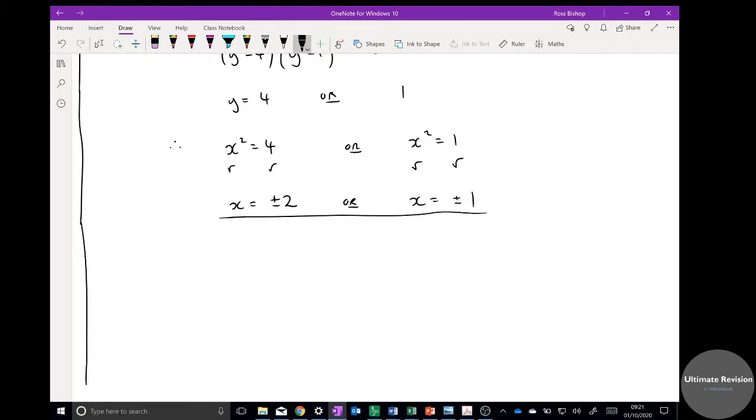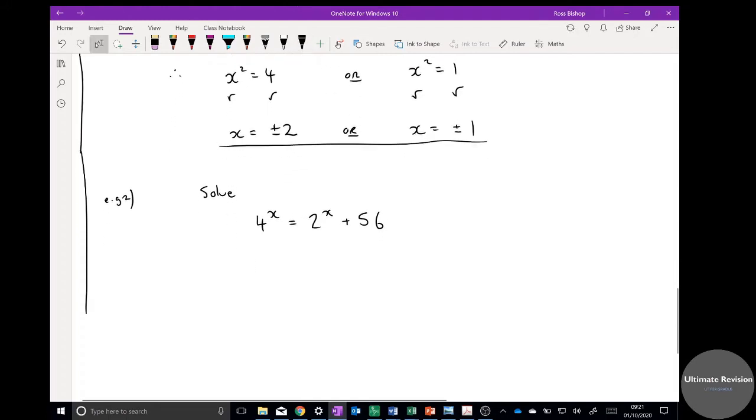Right, one more example, then you're going to do some questions. Example 2, solve 4 to the x equals 2 to the x plus 56. Okay, and again, you would be right in thinking, well, this doesn't look like a quadratic, and it isn't really a quadratic, but we can change it.